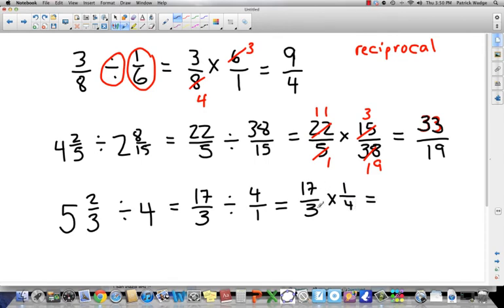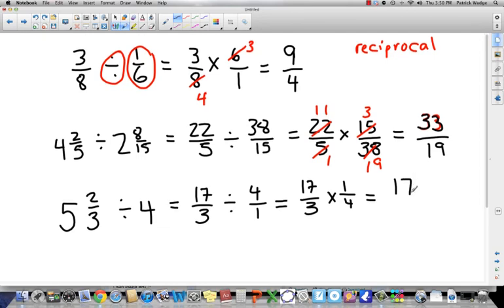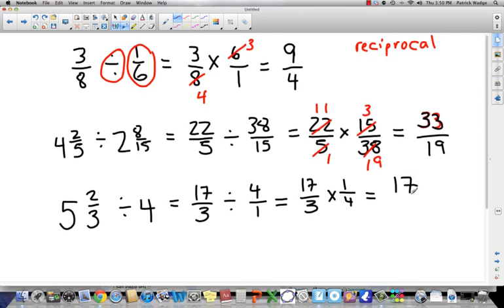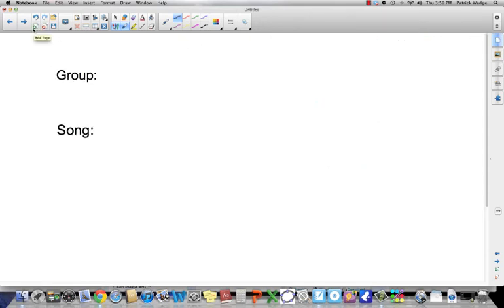Is there anything you can simplify? 17 and 3, 17 and 4, 1 and 4. No, nothing. There's nothing you can simplify. So multiply across the top, 17. Multiply across the bottom. 3 times 4 is 12. And we're finished. If you want, you can make it mixed, but you don't have to. All right? That's it.